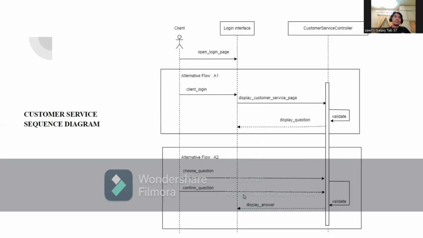The third sequence diagram is the customer service sequence diagram, which involves the client. When the client logs in, the system will display a customer service page and a set of questions. For the second alternative flow, the client will choose the question and confirm it, and the system will come up with the answer. So that's all for the sequence diagrams.